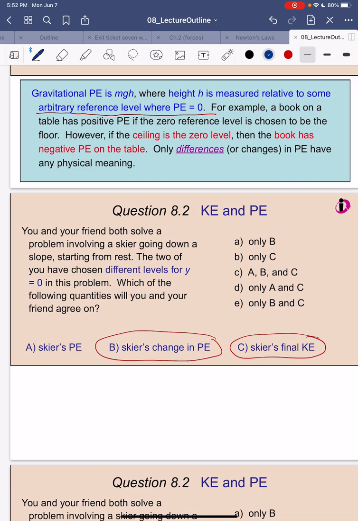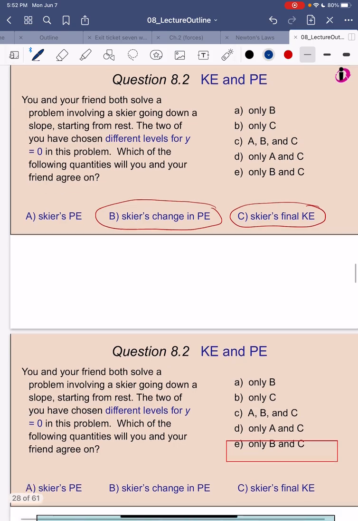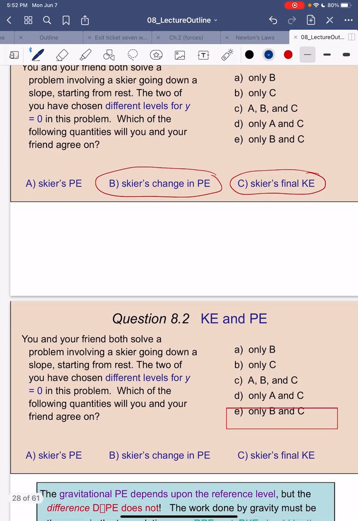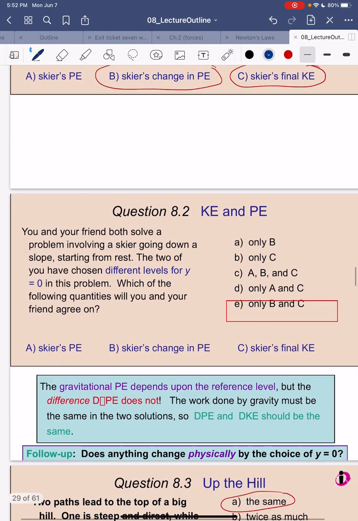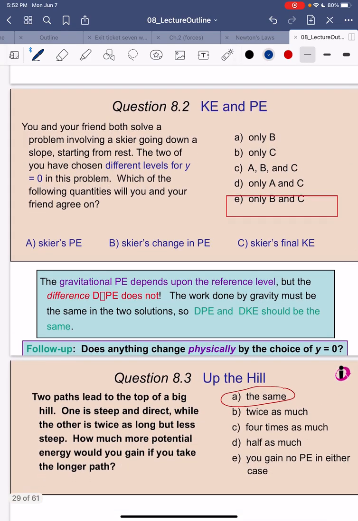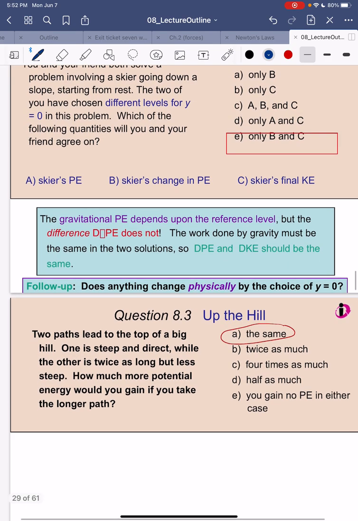Now the skier's change in potential energy, of course, is going to be the same in both cases, and the skier's final kinetic energy is going to be the same, because based on conservation of energy, the change in the potential is going to be the change in the kinetic, and this will not affect the skier's final kinetic energy. Okay, the gravitational potential energy depends. Here we are talking about the individual values, which means when you calculate the initial and the final. Okay, the difference is not.